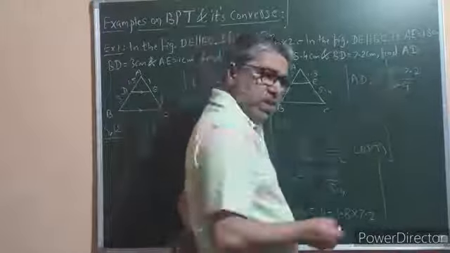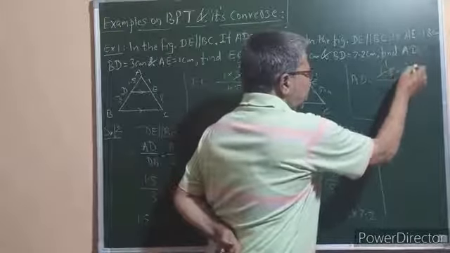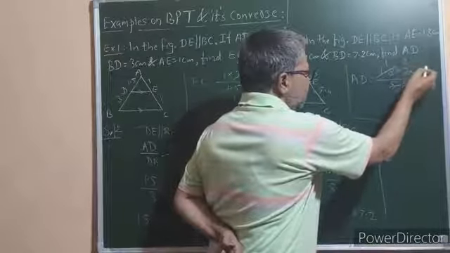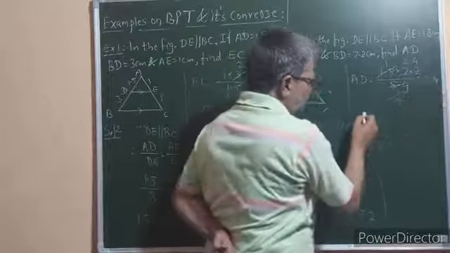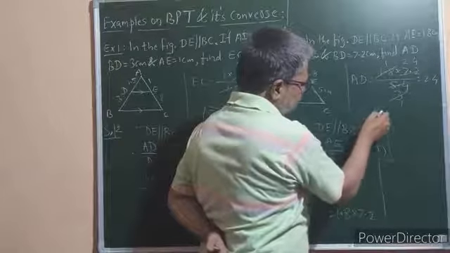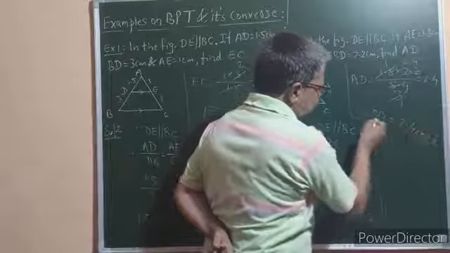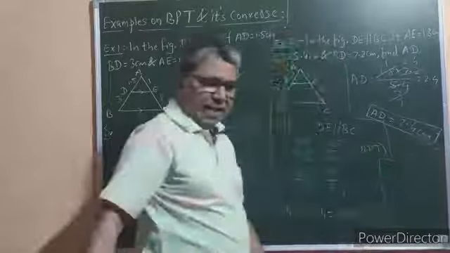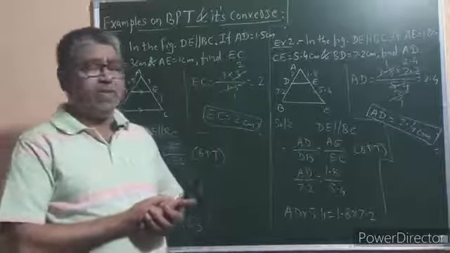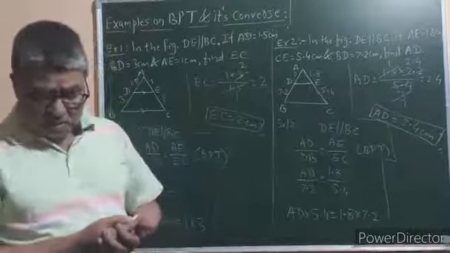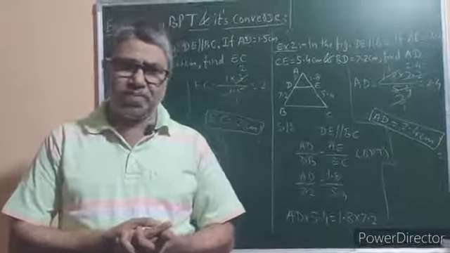Now divide 7.2 by 3. So 3 twos are 6, 1 remainder, 12, 3 fours are 12. So the value is 2.4. Therefore the length of AD in this particular example is 2.4 centimeter. So in this way, these are the two examples which were based on Thales theorem. So let us solve a few more examples.